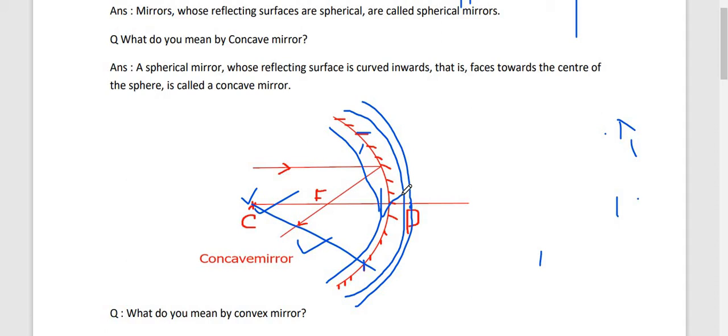So this pole is a very important point, because all the distances will be measured from the pole. In case of coordinate geometry, we measure from the origin, and in case of a spherical mirror, we will measure all the distances from the point P. So this P is called the pole.